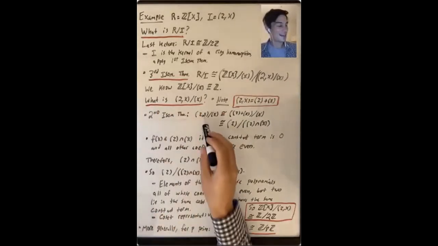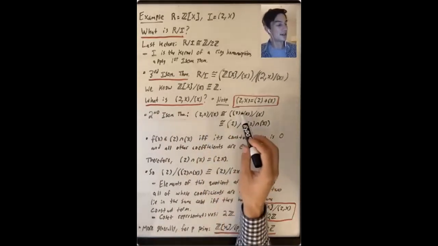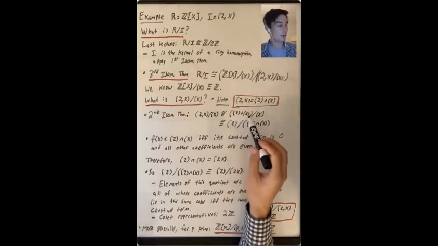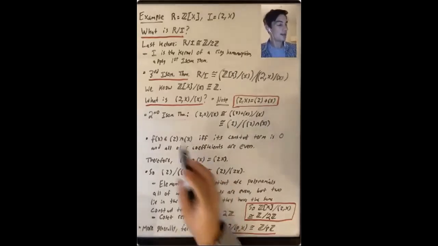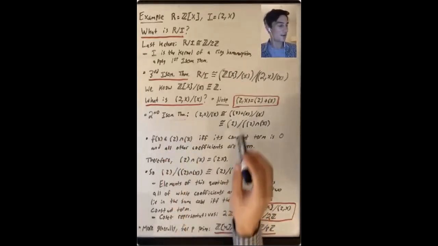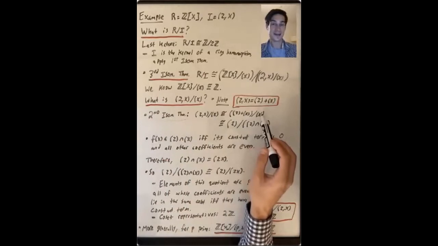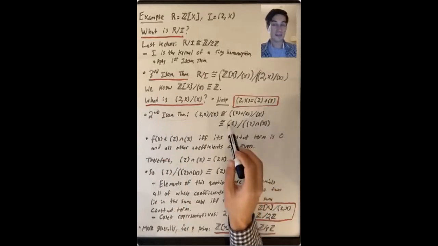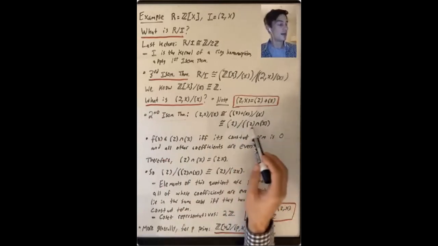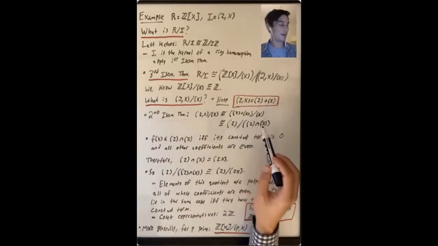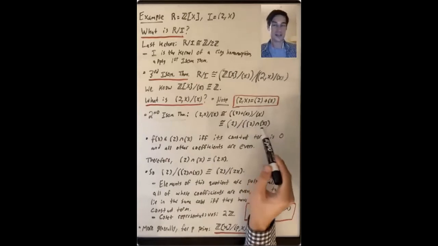So let's take the ideal generated by 2 and x mod the ideal generated by x. That's the same as the sum of the ideal generated by 2 plus the ideal generated by x, mod the ideal generated by x. And by the second isomorphism theorem, A plus B, or two ideals, modulo B, is isomorphic to A modulo A intersect B. So the ideal generated by 2 mod the intersection of the ideal generated by 2 and the ideal generated by x. So now we have to understand this intersection.